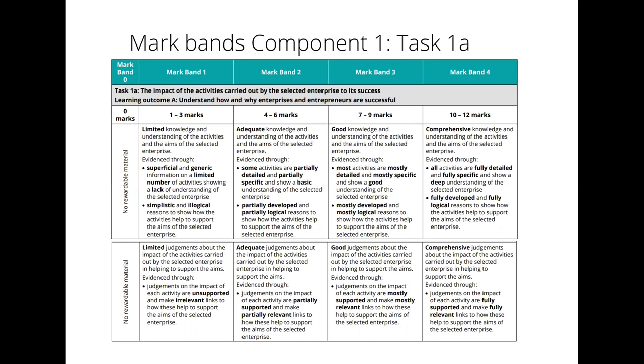So again, think about the descriptors in there. Would you say it's mostly? Would you say it's fully? Because I know people are tittering between 3 and 4. Think about what you would expect a level 2 learner to do. When we're talking about level 2 learners, we're talking anything between 14 and 16 years of age. So where would you think that would fall?